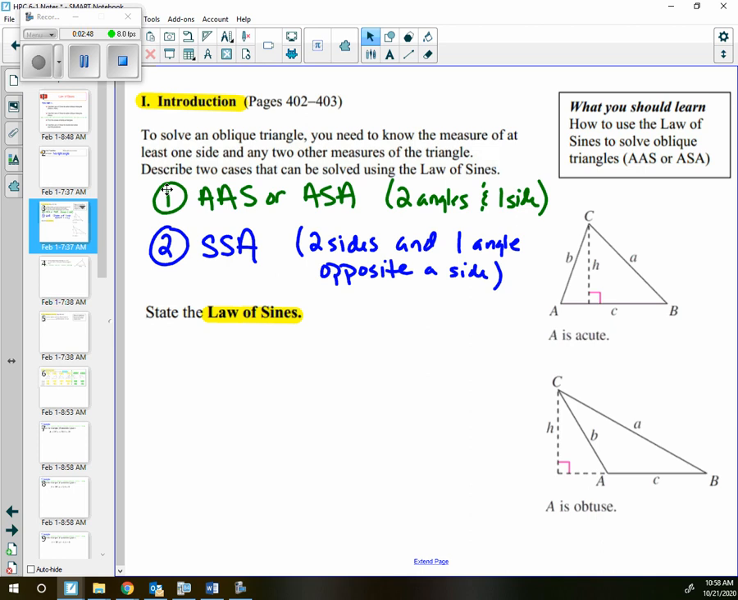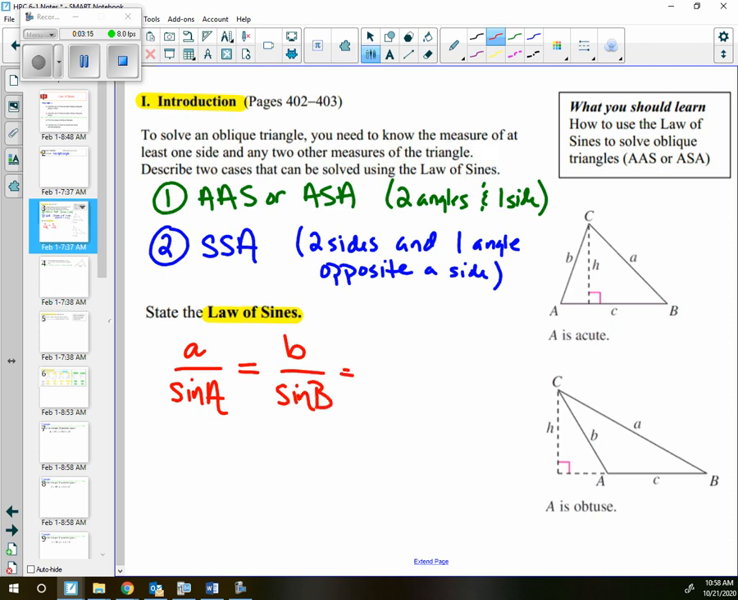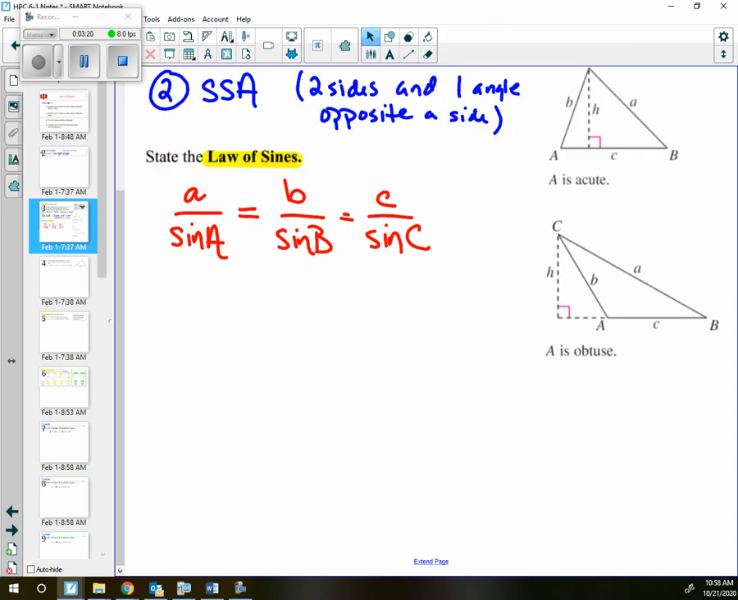That's a situation where we can use law of sines, because law of sines has to do with the fact that we know that the side lengths and the angles across from them are proportional. So the longest side is going to be across from the biggest angle. The shortest side is going to be across from the smallest angle. We know that those ratios are proportional. So we can say that side a is to sine of angle A, as side b is to sine of angle B, as side c is to sine of angle C. And this is what our rule is for law of sines.